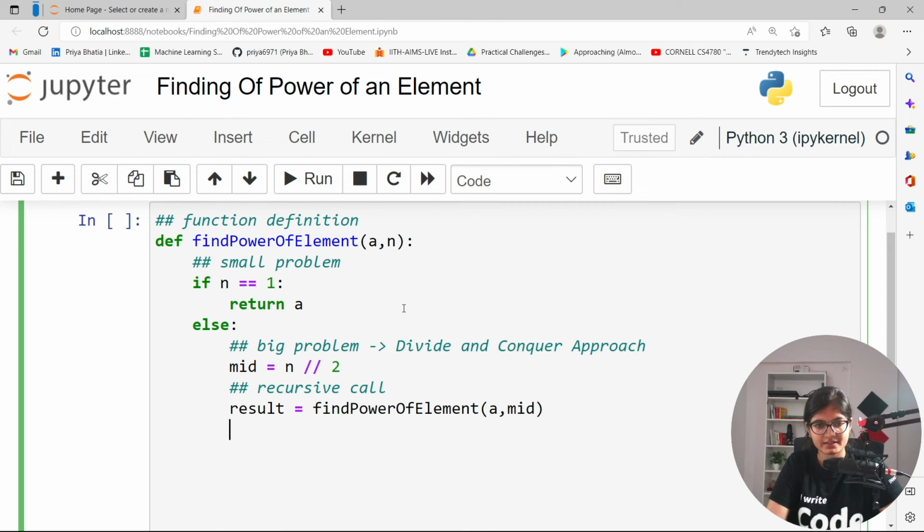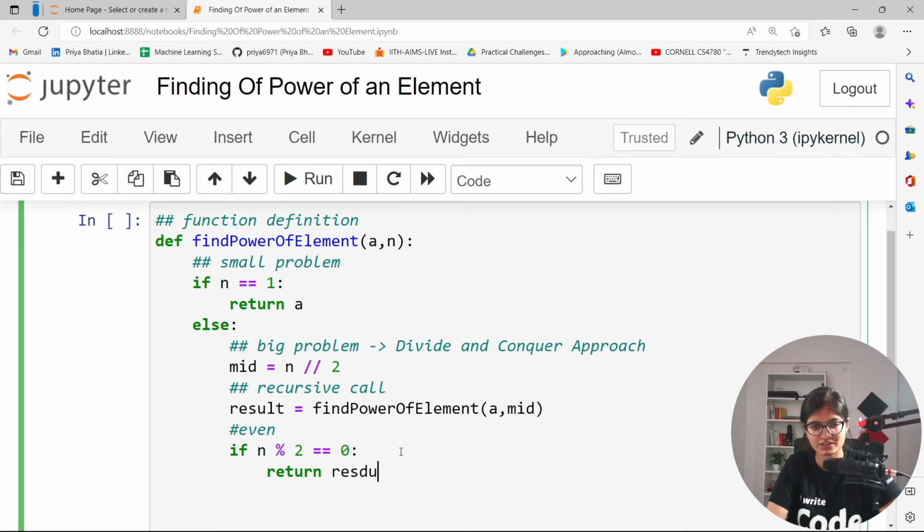Now I will check simply one thing: if the value of n modulo 2 is equal to 0. So what is this indicating? That whether the number is even or not. If the number is even, what are we supposed to do at that point of time? If the number is even, we can directly return the result, right?